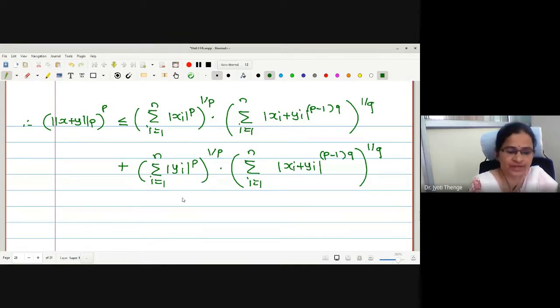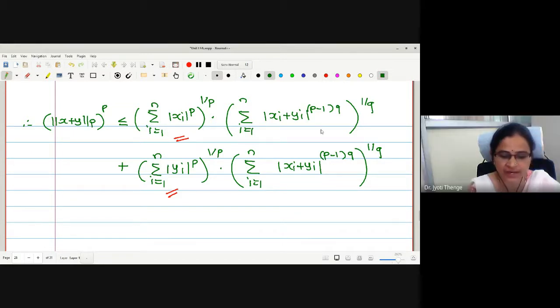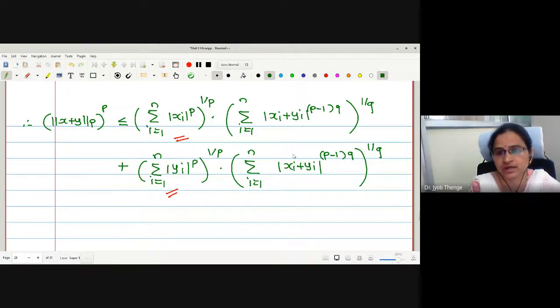If you have any difficulty up to this, you can ask me. What about this first term? May I say this is norm p of x and this is norm p of y? Yes, ma'am. And this bracket is the same, no? Common, right? I can take it common.